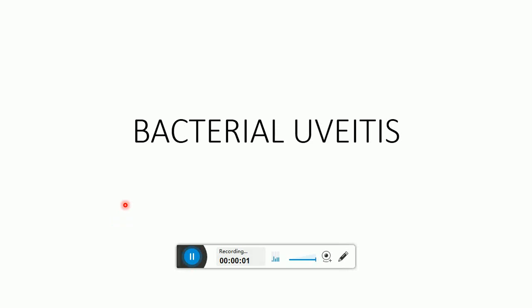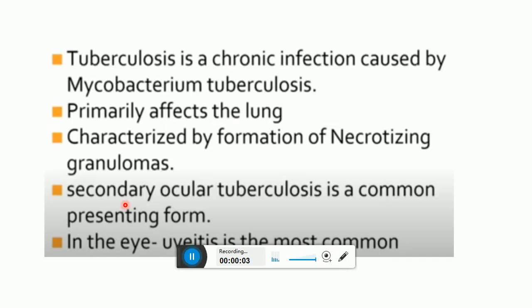So in bacterial uveitis, the first one is tuberculosis, which is a chronic granulomatous infection usually caused in humans by Mycobacterium tuberculosis. It's primarily a pulmonary disease but may spread by the bloodstream to other sites. Ocular involvement commonly occurs without clinically overt systemic disease. Immune deficiency is a risk factor, when atypical mycobacteria such as MAC may cause disease.